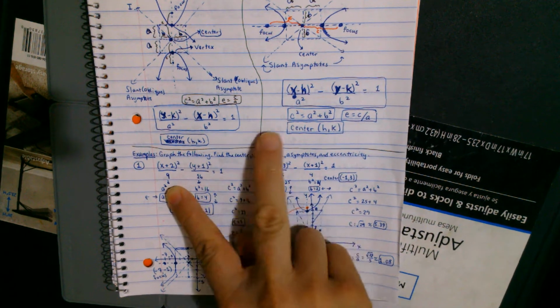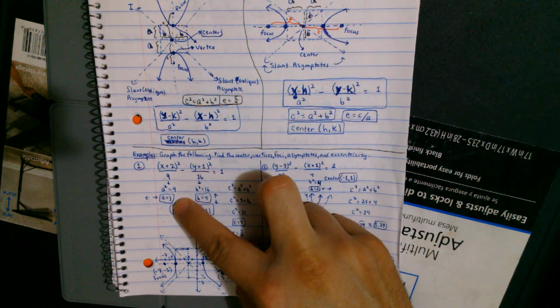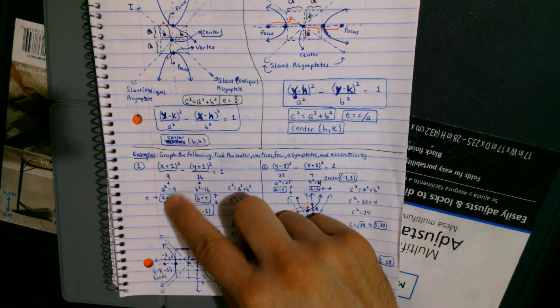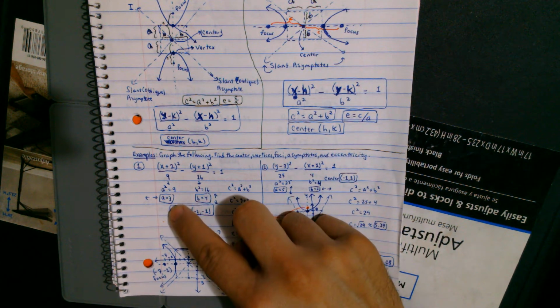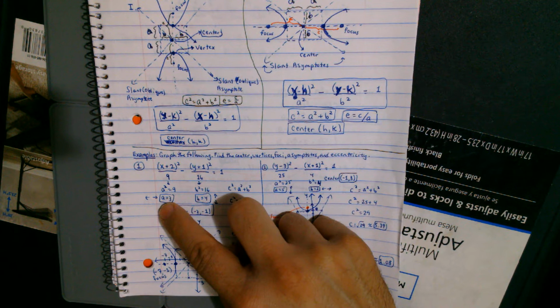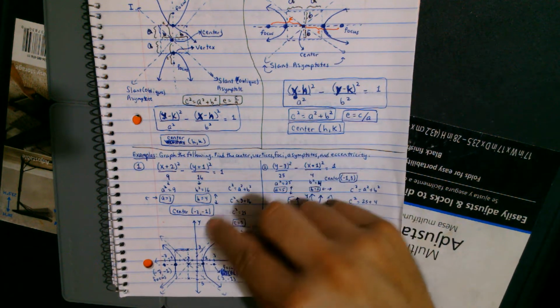So a squared is 9, b squared is 16. So I take the square root of 9, and I take the square root of 16 respectively. So a is 3, b is 4. Since 3 lives under the x, it means right 3, left 3. Since 4 is under the y, it means up 4, down 4.